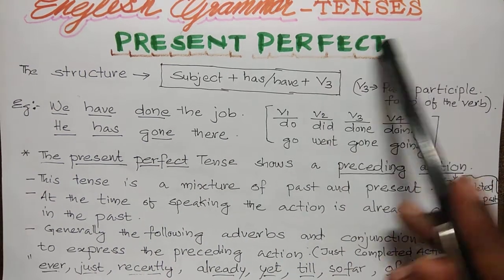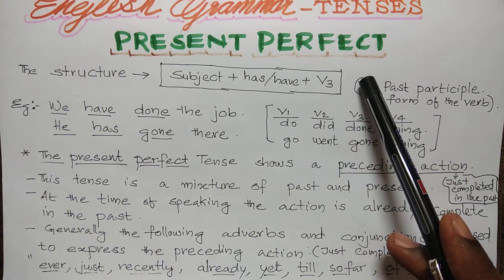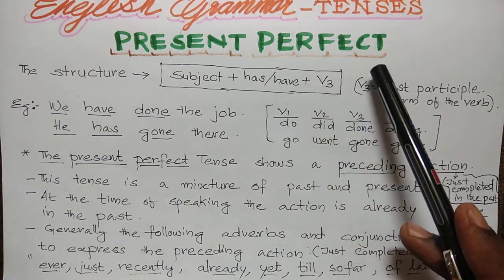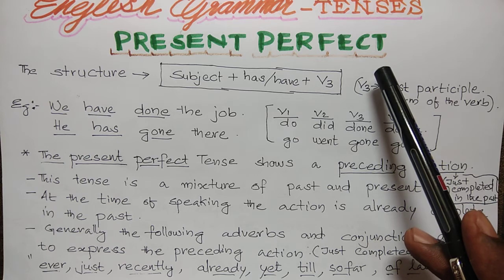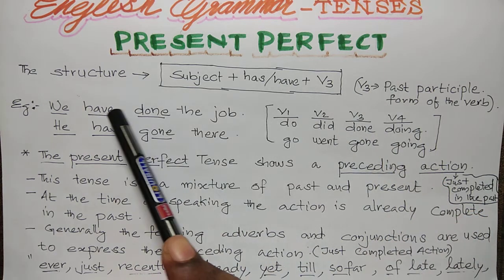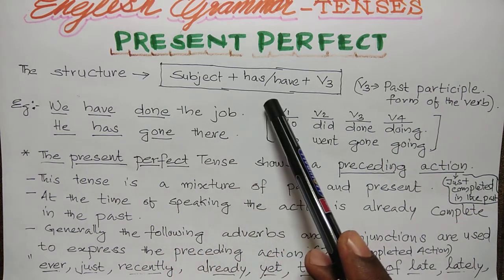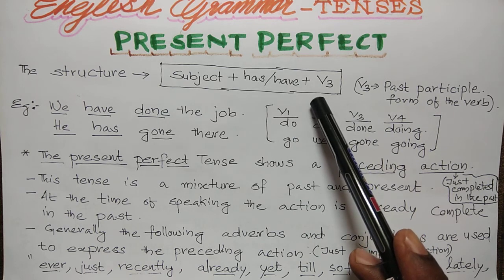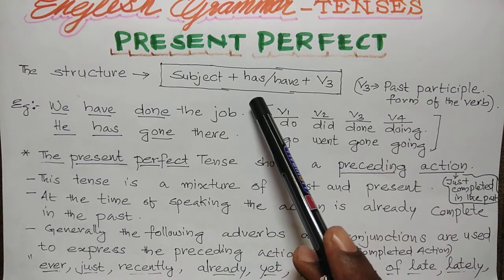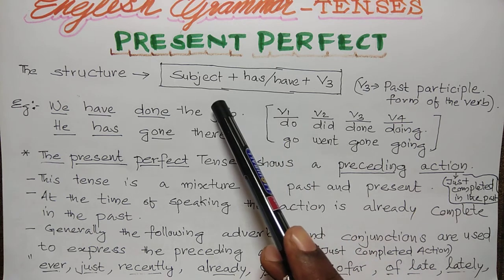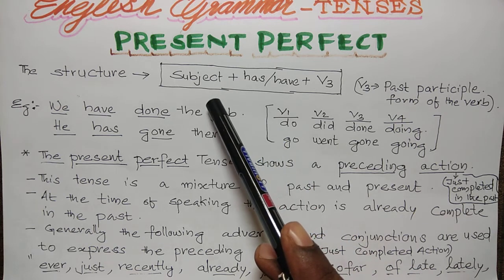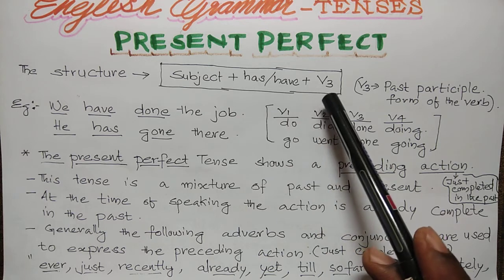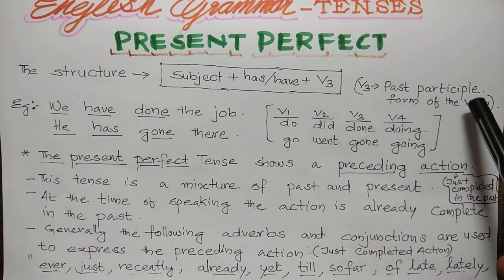English grammar tenses: present perfect. The present perfect tense, we have already learned in the earlier lesson, has the structure subject plus has or have plus V3. Has is the auxiliary verb that is singular for a singular subject. For a plural subject it is have plus V3. V3 is the past participle form of the verb.